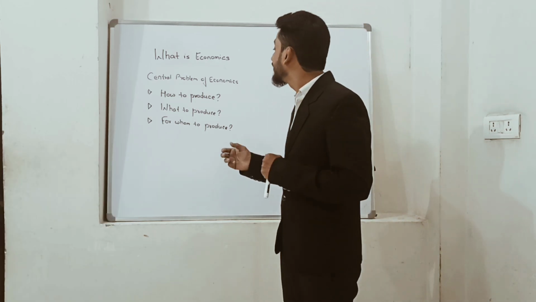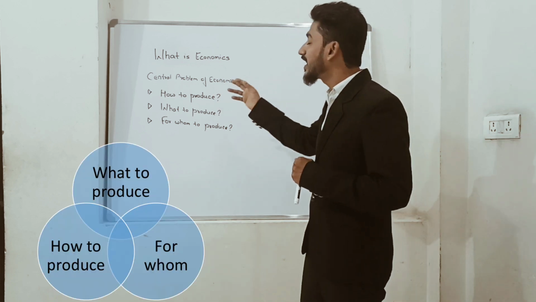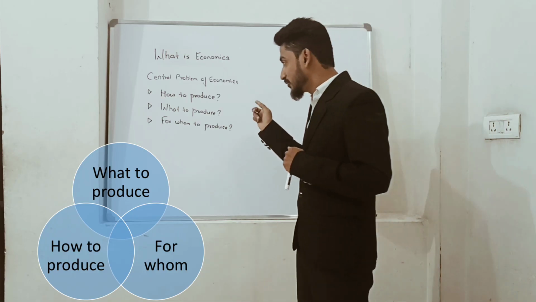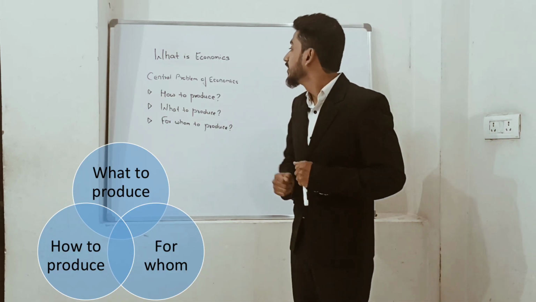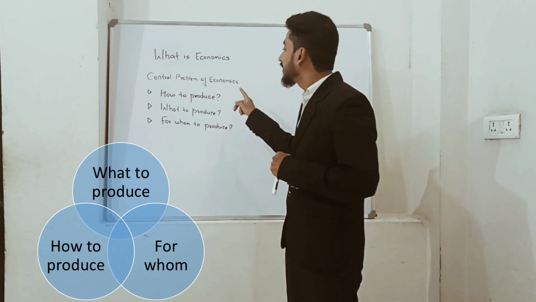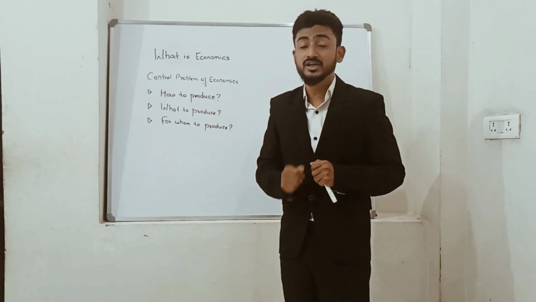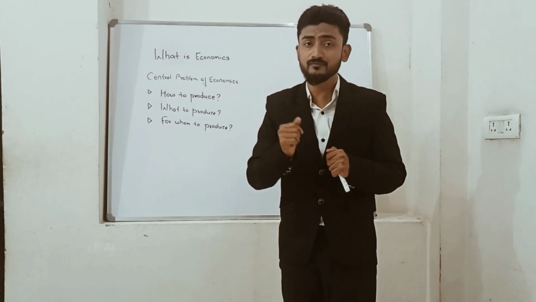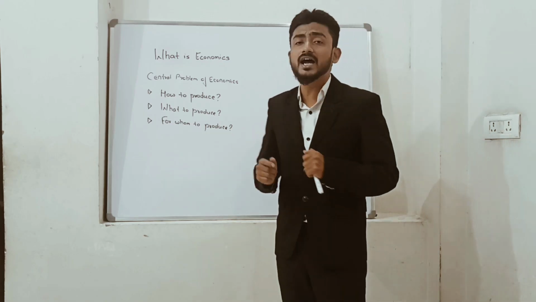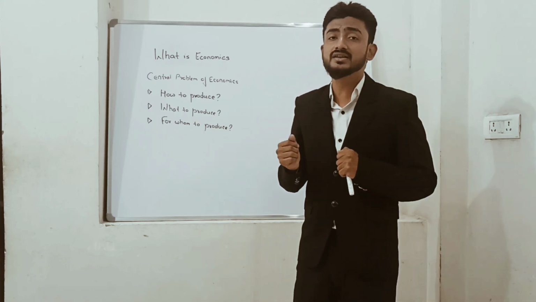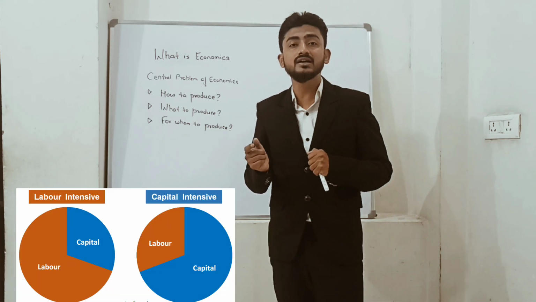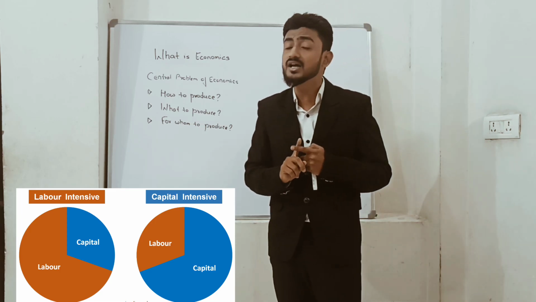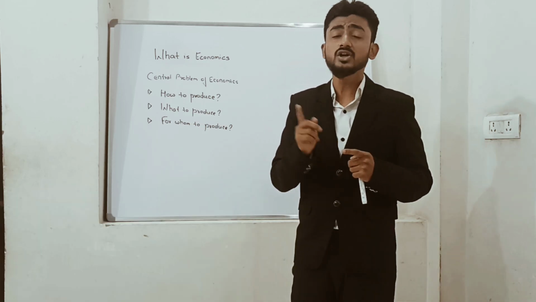So now let's move on to the central problems of economics. There are basically three central problems: how to produce, what to produce, and for whom to produce. Let's talk about the first point, which is how to produce. Every firm wants to maximize its profit. They generally apply different types of techniques, such as capital-intensive techniques, like machines, and labor-intensive techniques.